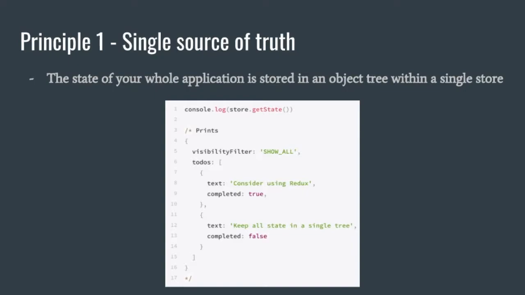A single state tree also makes it easier to debug or inspect an application. It also enables you to persist your app's state in development for a faster development cycle. Some functionality, which has been traditionally difficult to implement, undo and redo, for example, can suddenly become trivial to implement if all of your state is stored in a single tree.